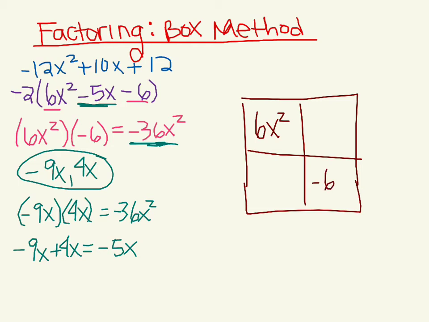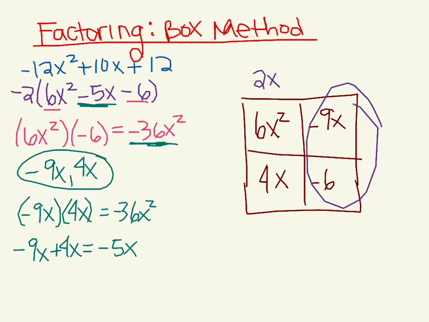And then my other two boxes goes these two terms. So I put negative 9x and 4x. It doesn't matter which one goes where, just as long as I put them both. So now that I've drawn these out, now I factor my rows and my columns. So first I will look at my first row. So I will factor this, and what they have in common is a 2x. And then I'll look at this row, and they have a 3 in common.